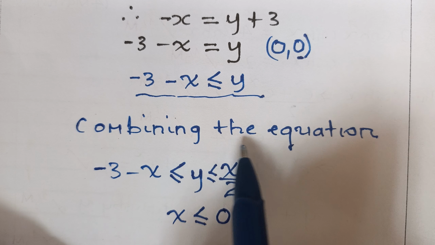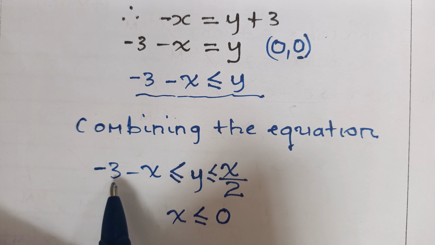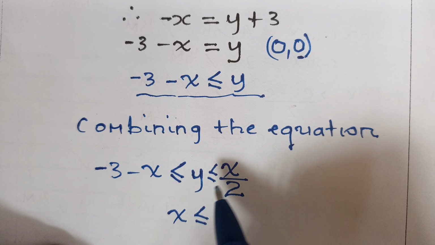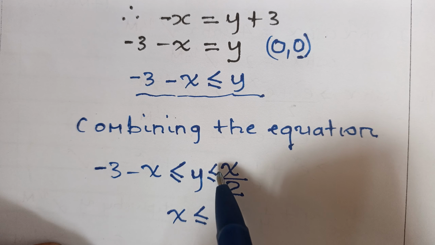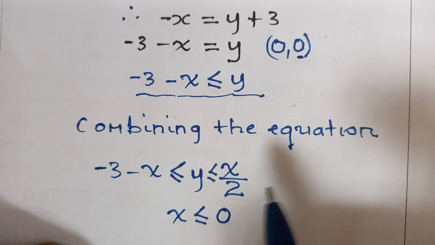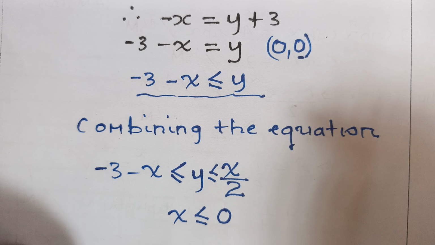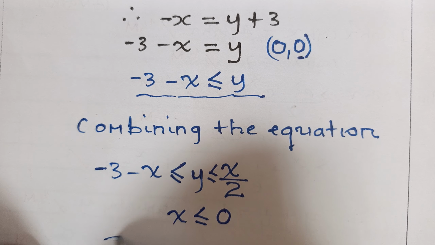Now, combining the inequalities, we will have negative 3 minus x is less than or equal to y, and y is less than or equal to x over 2. And then we have x less than or equal to 0. And so this is our solution.